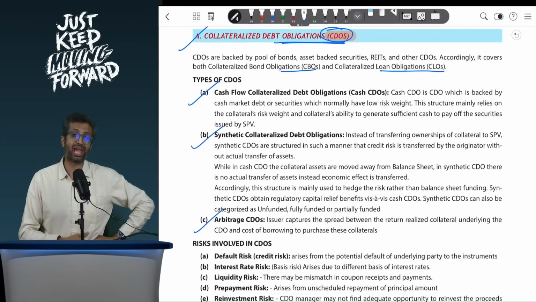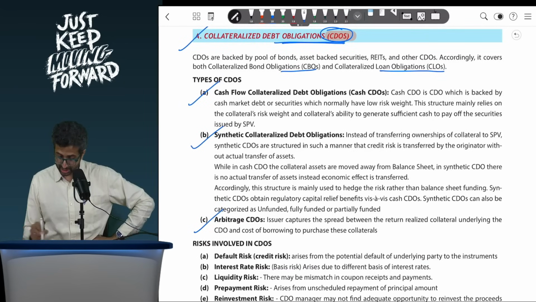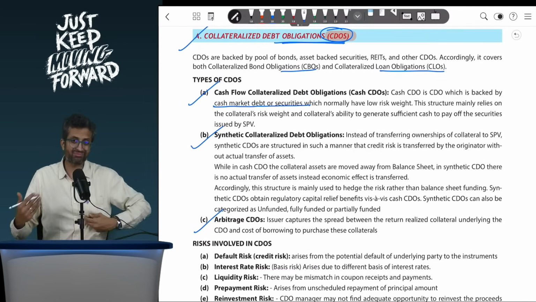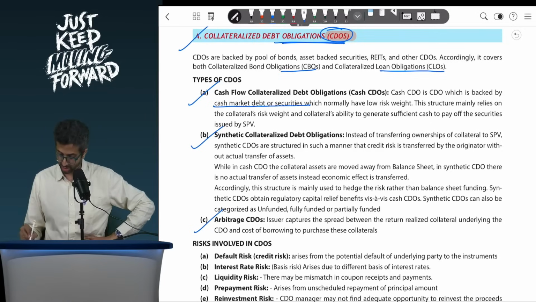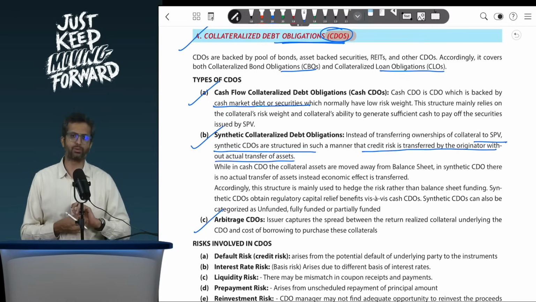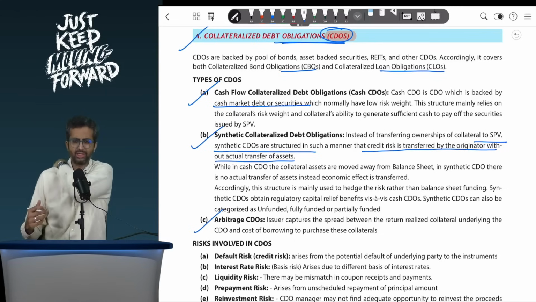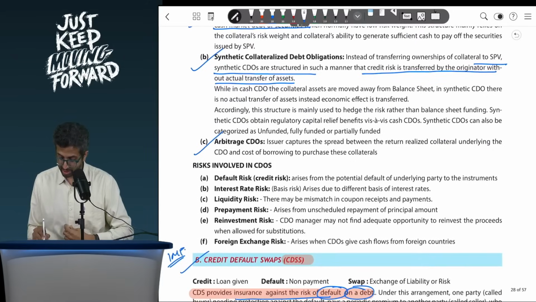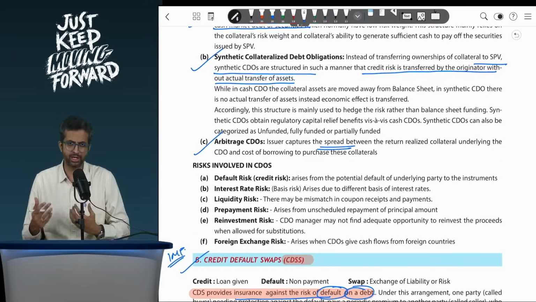When you look at a cash flow based obligation over here, it is backed by cash market debt or securities. In a synthetic, there is no actual transfer of the same security. It is transferred to an SPV, and a synthetic CDO is structured in such a manner that credit risk is transferred to the originator without actual transfer of assets. And then there is the arbitrage CDO, which is to capture the spread from the collateral versus the cost of borrowing.